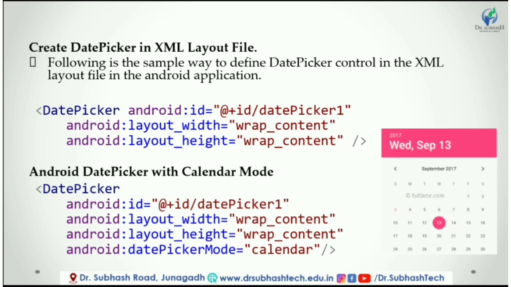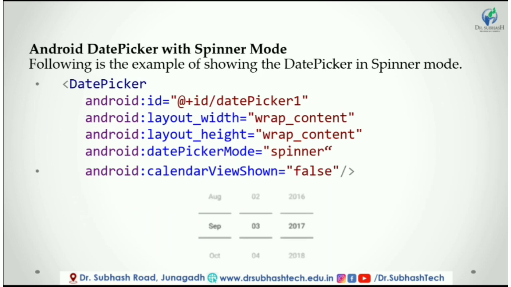In Android, the date picker supports two types of modes. Those are calendar and spinner, to show the date detail in our application. We can define the Android date picker to show only calendar view by using the android:datePickerMode attribute. Following is the example of showing the date picker in calendar mode and how it looks is shown in the figure. If you observe the above result, we got the date picker in calendar mode to select the date based on our requirement. Second is Android date picker with spinner mode.